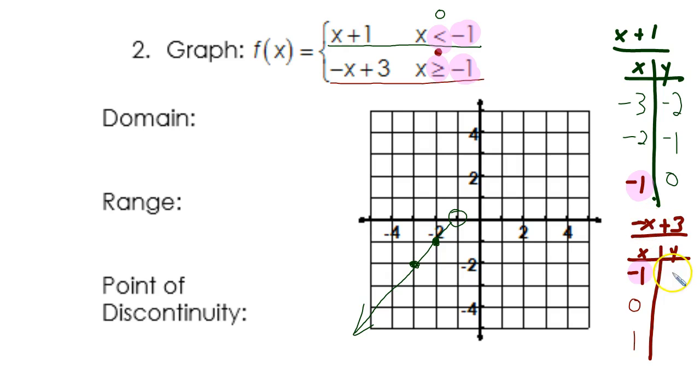Negative -1 is +1, and 1 plus 3 is 4. Negative 0 plus 3 is 0 plus 3 or 3. And negative 1 plus 3 is 2. So I'm going to graph -1 comma 4.